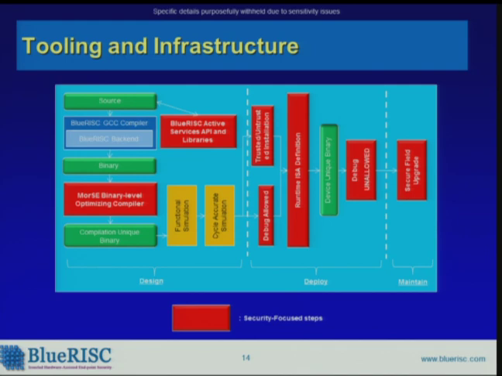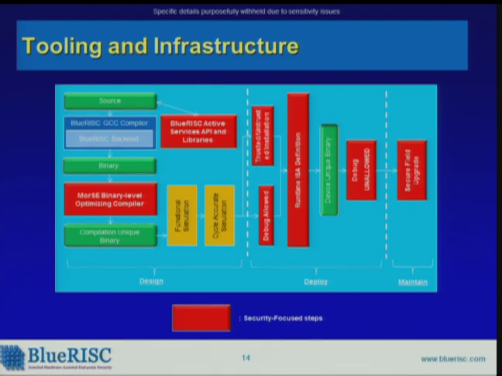Since we are dealing with a different flow or a different processor architecture than the norm, I thought it'd be interesting to show some of the tooling and infrastructure support, especially because from the security perspective, a lot of the things that are taken for granted in conventional flows, you can't take for granted in this case. On the left-hand side here, we start with a source level compiler. We have the option to insert some of our active security libraries and APIs into the code. This goes through our Bluerisc GCC with a Bluerisc backend, resulting in a binary.